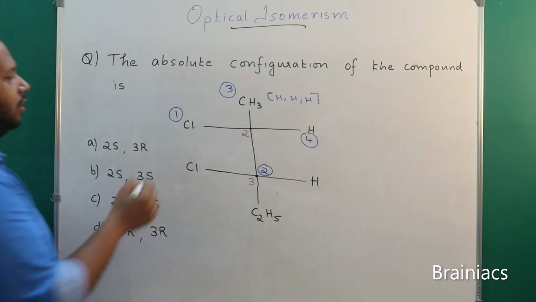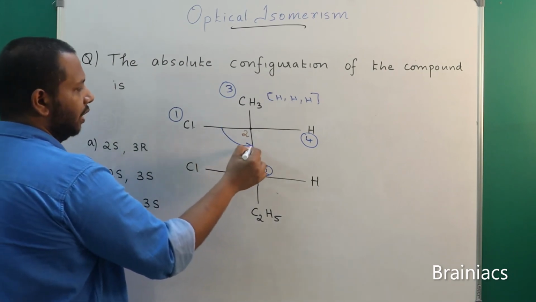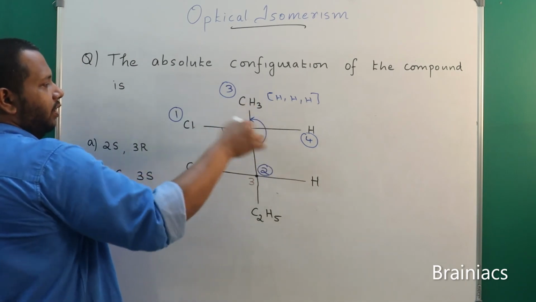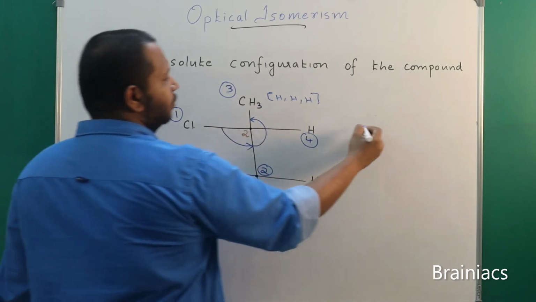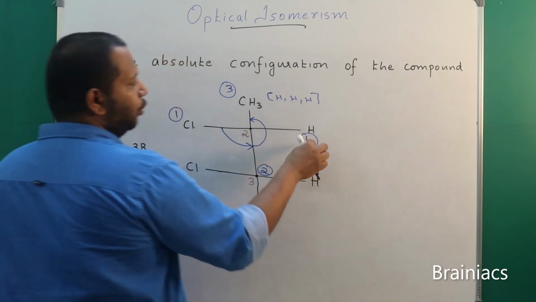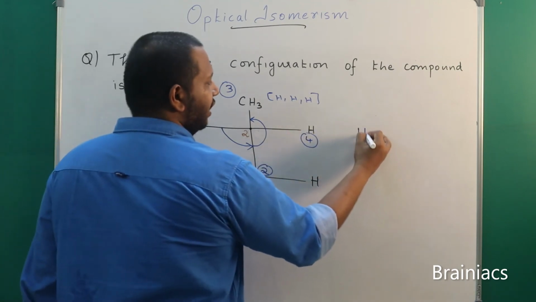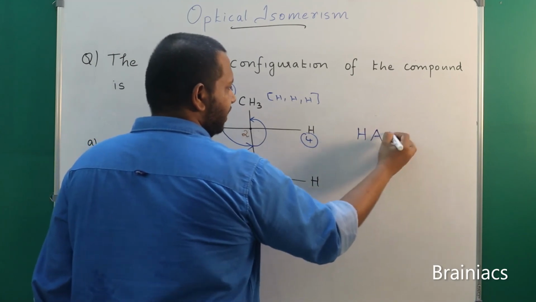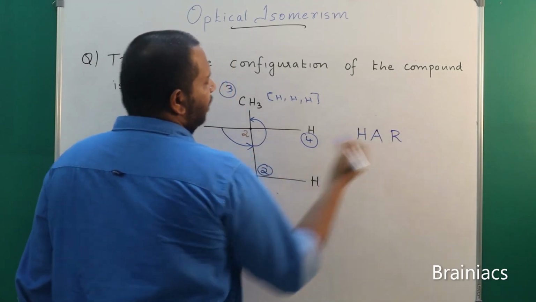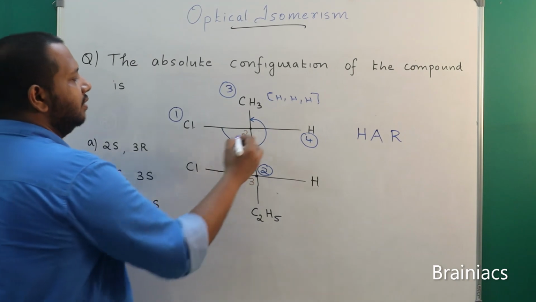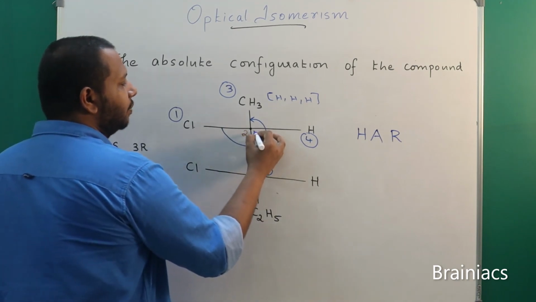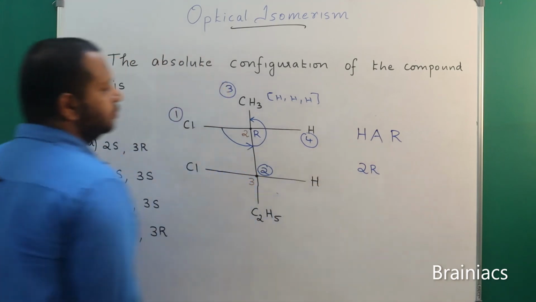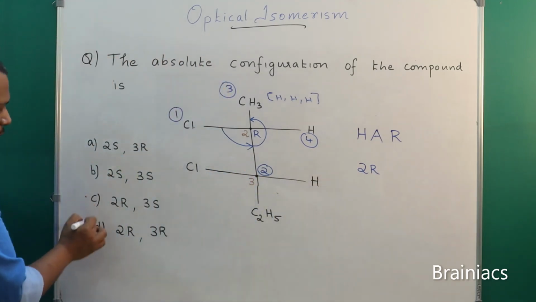Now move from 1 to 2 and 2 to 3. So we could understand in what way it is rotating, anti-clockwise. So we understood the least priority group is horizontal. So we say H and it is rotating anti-clockwise, HA. We know that HA means it is HAR. So this carbon should be R. So I understood 2R. So 2R is present in 2 options.